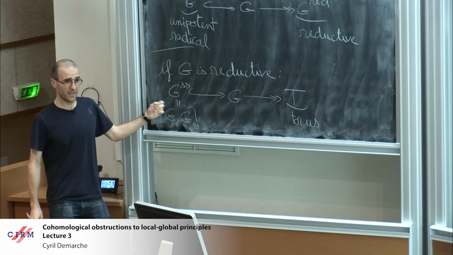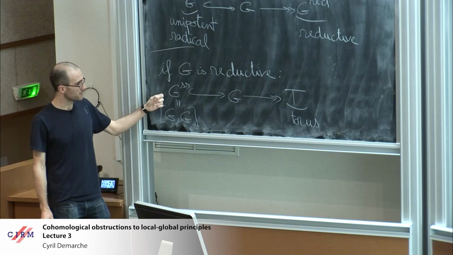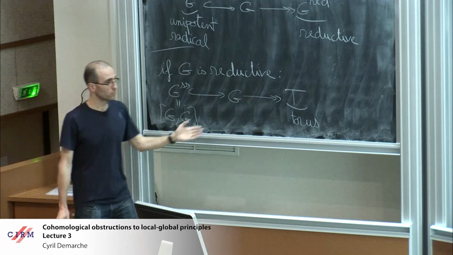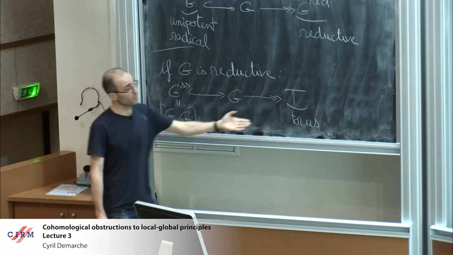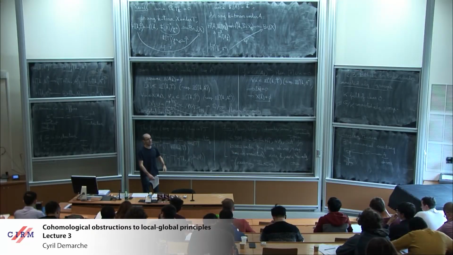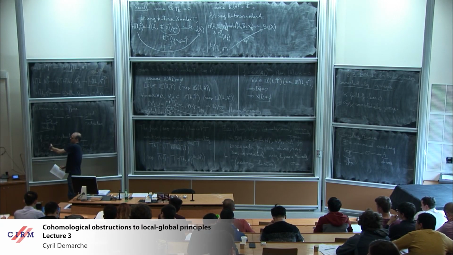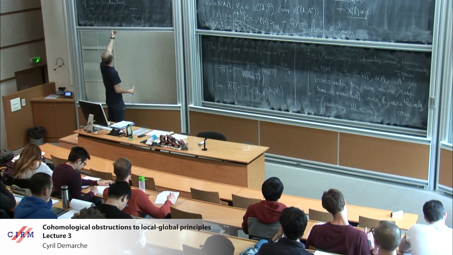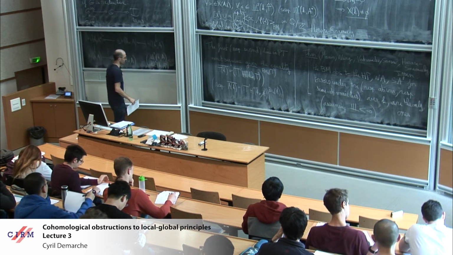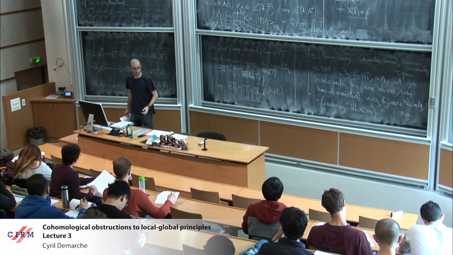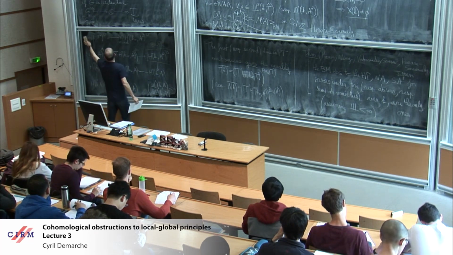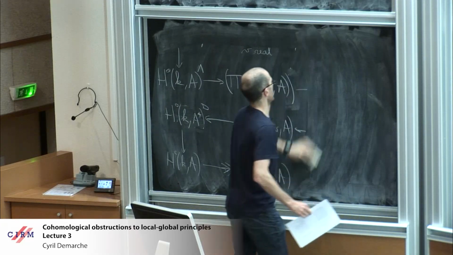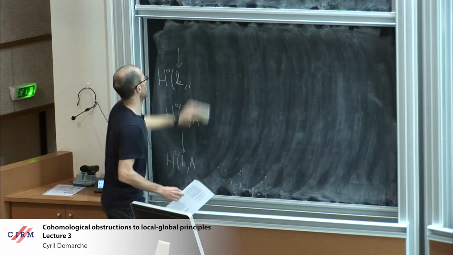This one is called semi-simple, and for instance, it is equal to its own derived subgroup. It has no toric quotient. So one more time, we know the result for tori. So essentially, the idea is we have to deal with semi-simple groups. And to deal with semi-simple groups, we want to reduce to the case of simply connected groups. So a semi-simple group is always a quotient, or a finite quotient, of a simply connected group.